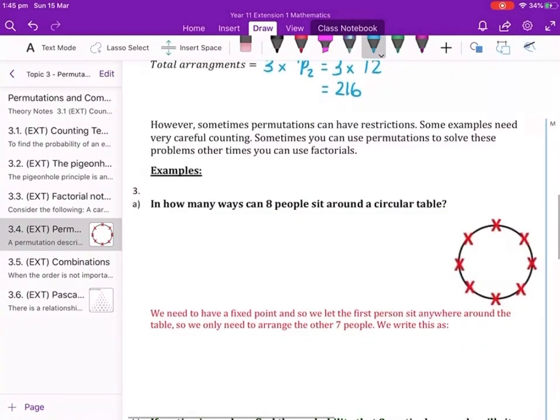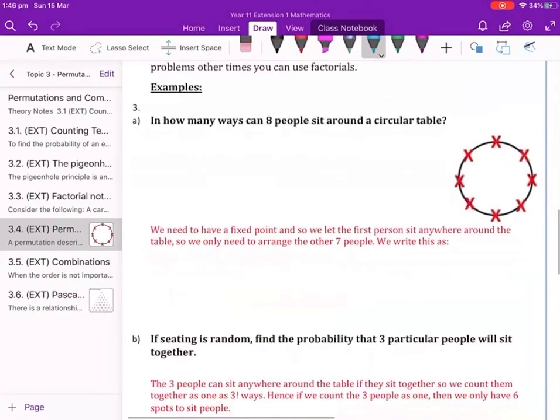However, sometimes permutations can have restrictions, and some examples need very careful counting. Sometimes you can use permutations to solve these problems. Other times you can use factorials. So for example 3, part 3a, in how many ways can 8 people sit around a circular table? As you can see here, I have a diagram with our 8 spots that people can sit at. When we talk about sitting people around a circular table, we need to have a fixed spot. So I'm going to say that this person here is my fixed spot.